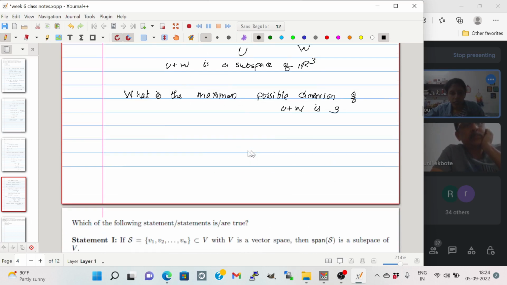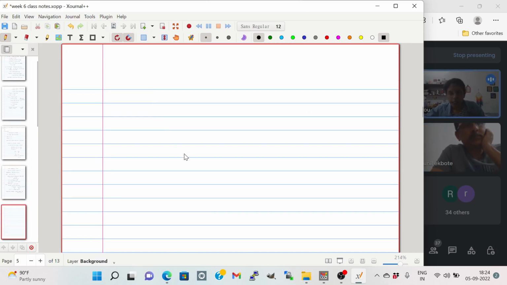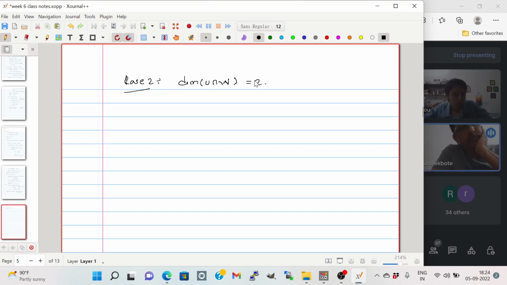Now let me go to the next case. Case 2. I am assuming dimension of U intersection W equals 2. We already know that dimension of U and dimension of W are 2, right? And U intersection W is a subspace of U and W. Fine. So the only possibilities we are having is U intersection W equals U equals W. Right?